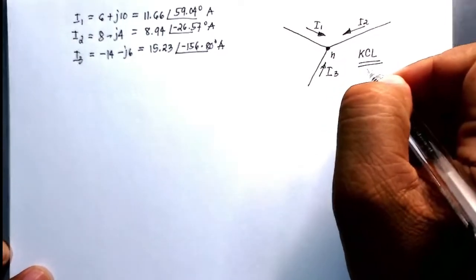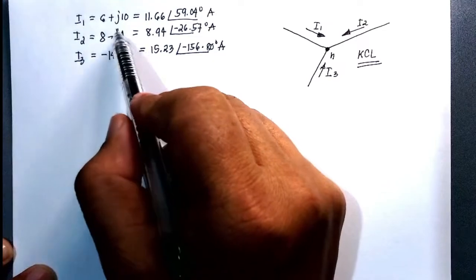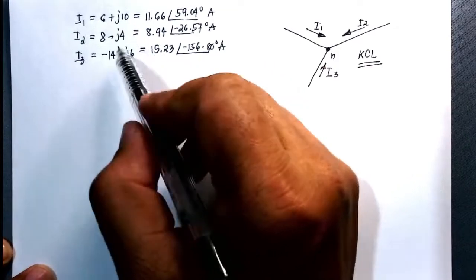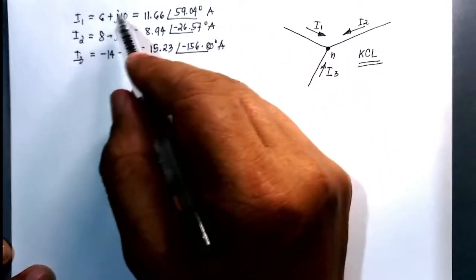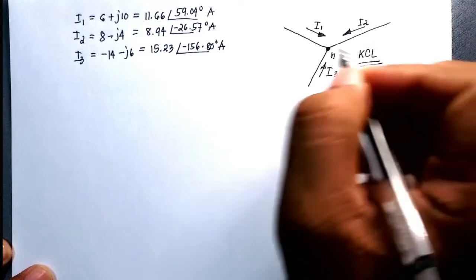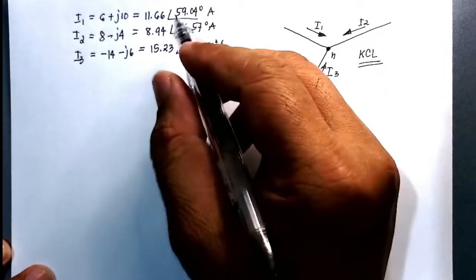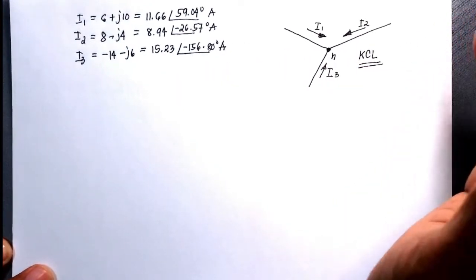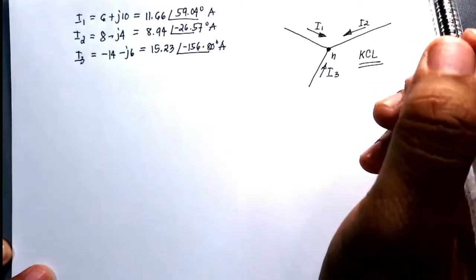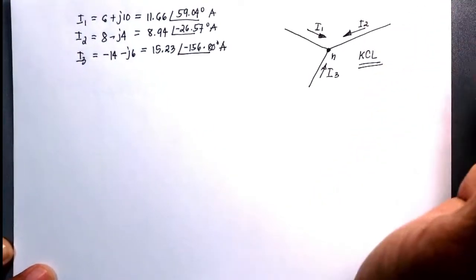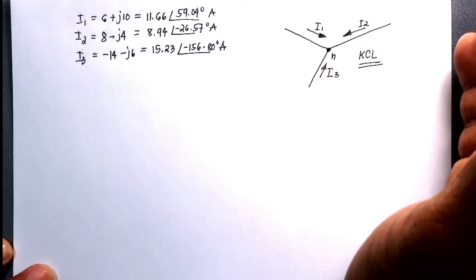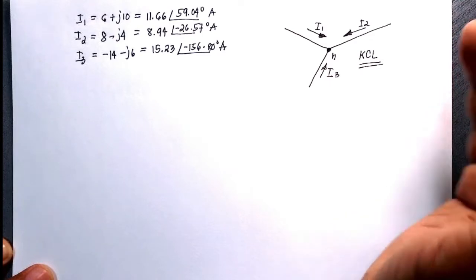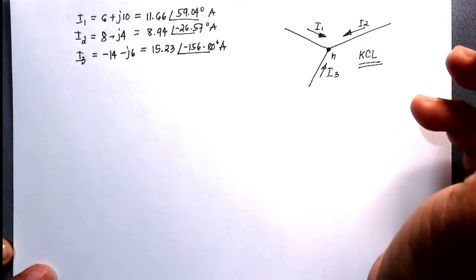So KCL will be our basis to check if the values that I assigned here as I1, I2, and I3 are correct. Are these values correct? If you add all of these current values and you get a result of 0, then our currents are correct. These are the conditions that we should consider to know if the values of the currents are correct.